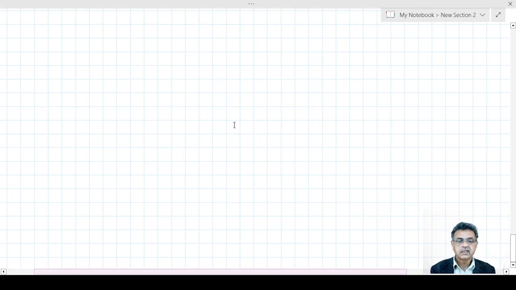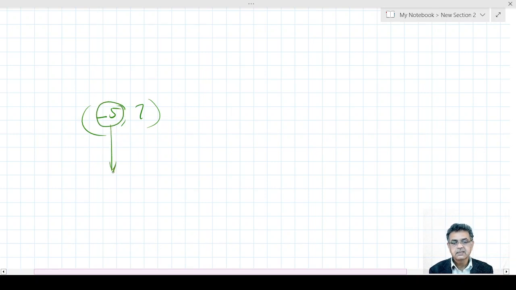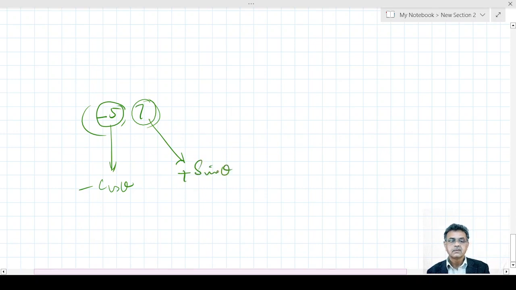Now randomly, if I write any point here like minus 5, 7, if this is a point on a grid, and the point is joined with the origin, it will make an angle with the x-axis. Then what will be the signs of x, cos theta and sin theta? If the x coordinate is negative, that means cos theta is negative, and the y coordinate is positive, then sin theta is positive. You can simply understand it in this way.